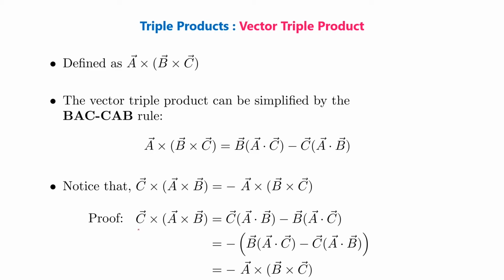Let's begin with vector C cross vector A cross vector B. So when we expand this using the BAC-CAB rule, this will be vector C times A dot B minus vector B times A dot C. So this is negative of vector B times vector A dot vector C minus vector C times vector A dot vector B. This is nothing but negative of vector A cross vector B cross vector C.